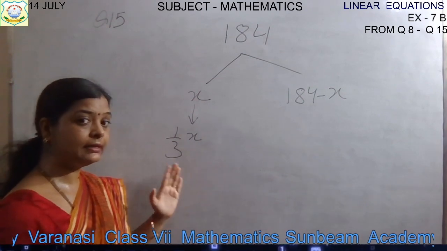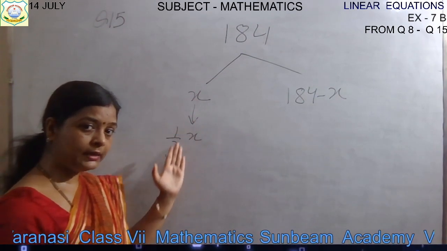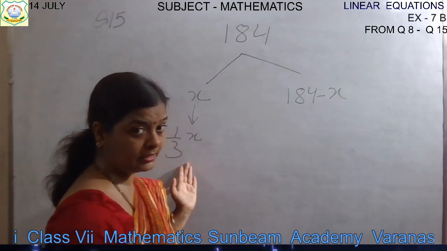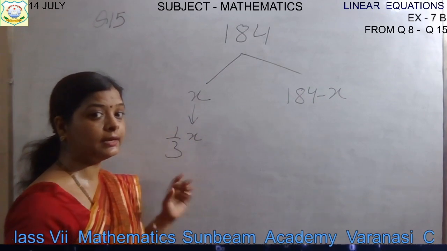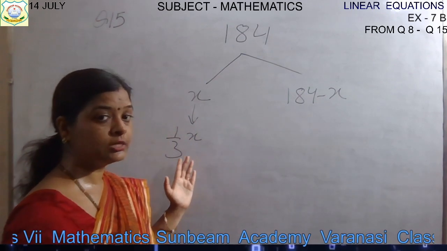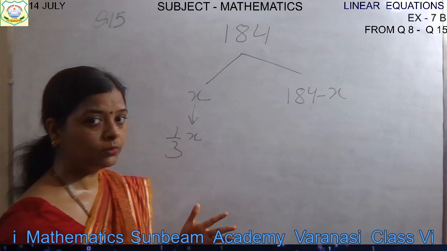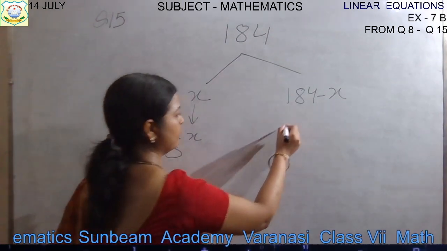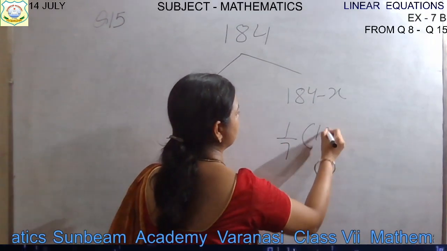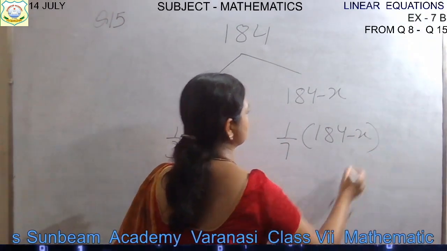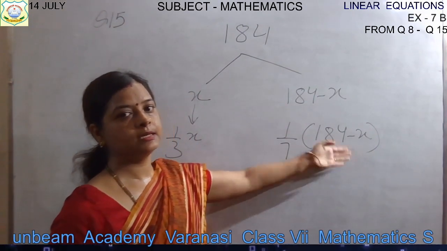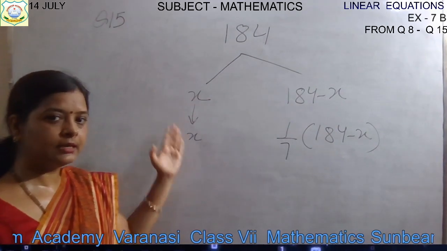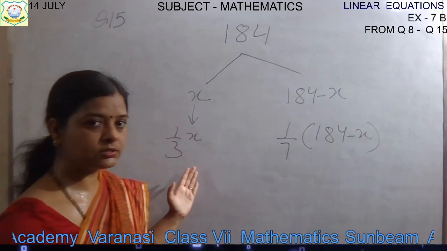So you have to divide it in such a way that if you take 1/3 of this x, it will exceed, it will be greater than the second number. It will exceed by 8. Of which number? Of the second number, 1/7 of the second number. The second number is this, and its 1/7 is this. This is the first number and its 1/3 is this. Still it is not complete, children.